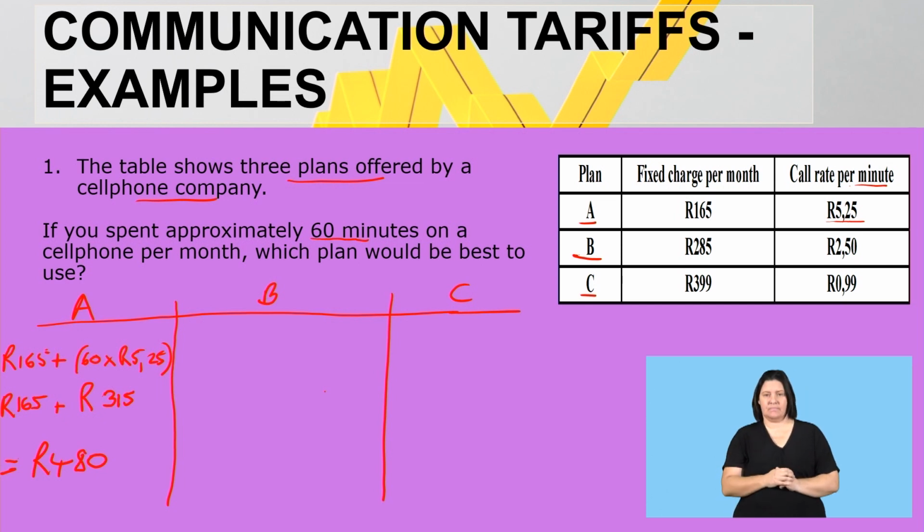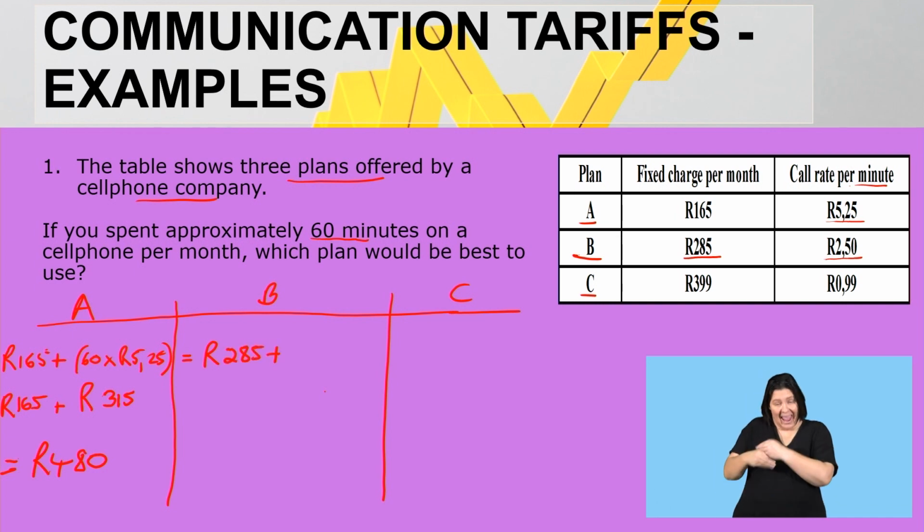Moving now to plan B. What is important here? There will be a fixed charge per month of 285 Rand, and they will charge you further 250 Rand per minute. So let's put that in here. Plan B, fixed cost equals 285 Rand per month, plus another 250 Rand multiplied by your 60 minutes that you're going to spend on your phone. Let's answer that. I'm first going to simplify the values in brackets.